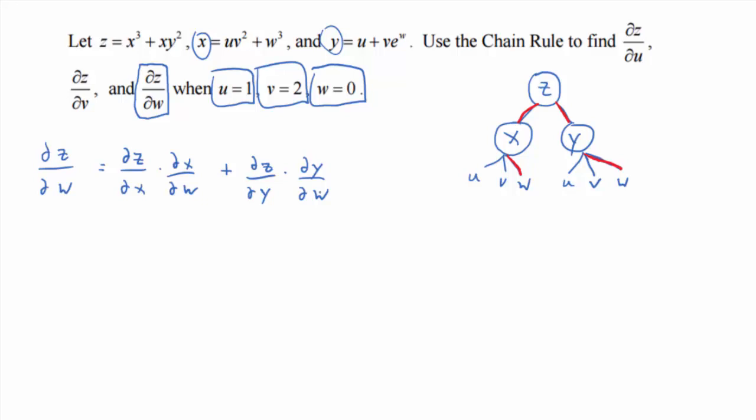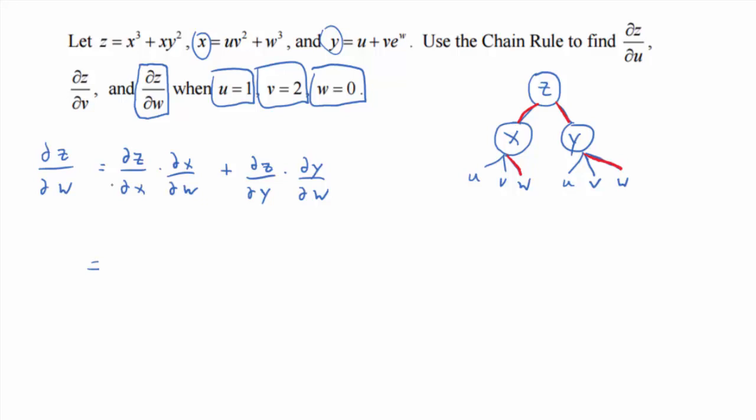Even if you don't quite have it memorized, if you can draw that little diagram. I mean, eventually you'll have the pattern memorized. You won't need the diagram. But just to make yourself feel more comfortable at first, draw the diagram. So then we need to find, okay, let's find these on the fly. We'll find the function form of dz dw, and then eventually we'll plug in u equals 1 and v equals 2 and w equals 0.